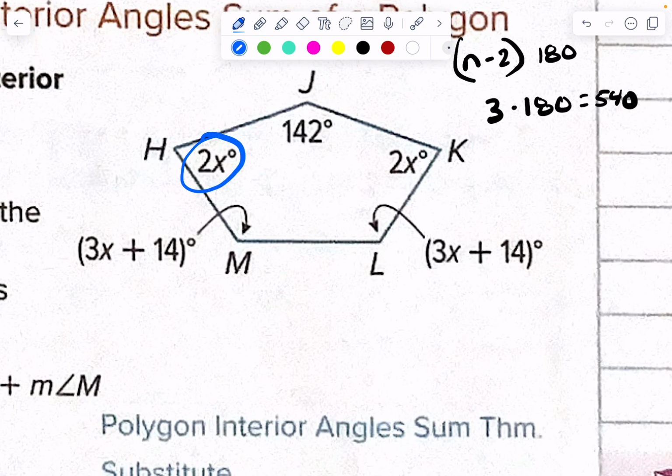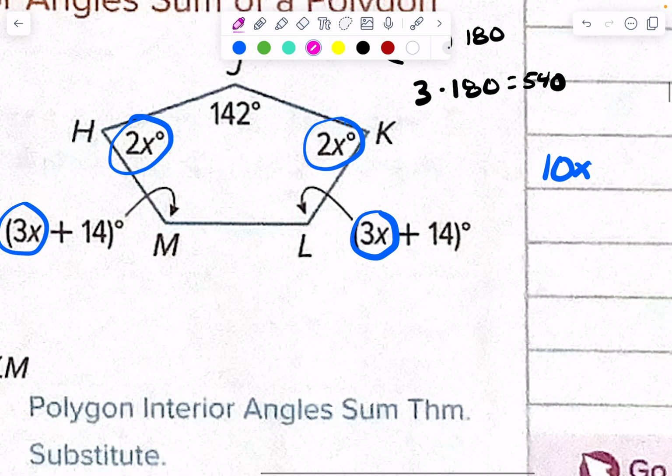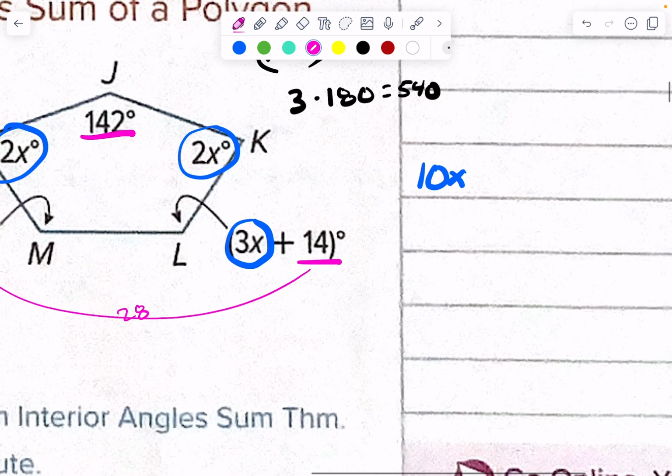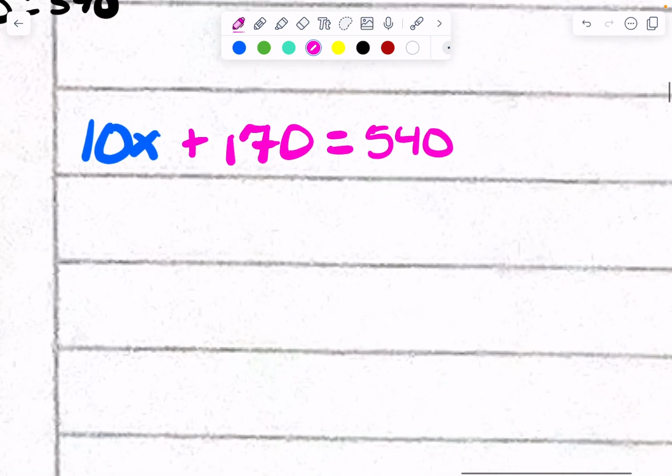So I have 2x here. I've got another 2x, that's 4x. Plus 3x is 7x, plus another 3x is 10x. So I've got 10x, and then I'm going to add the 142 plus 14 plus another 14. This together is 28 plus 142 is 170, I think. So plus 170, and that's equal to 540, all of them add up to be 540. Then I just do the math from there.